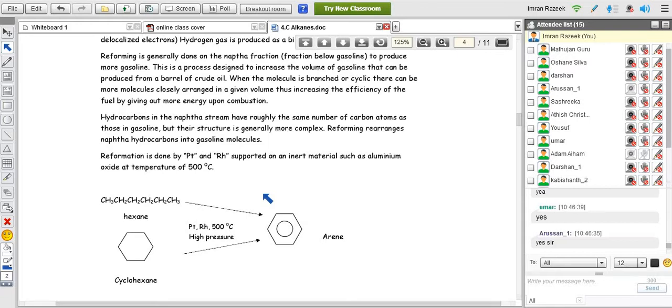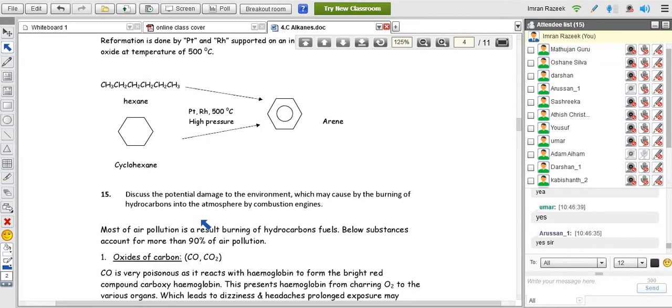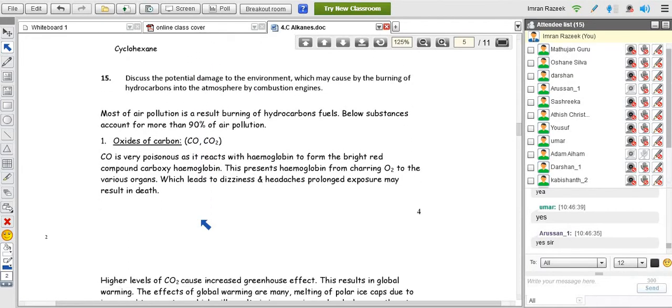So in the reformation process, what we do is simplify the complex structure of the naphtha into a simpler one. Clear? So to do reformation, we need these conditions: platinum, rhodium catalyst, a temperature of 500 degrees Celsius. It is done under high pressure. Clear? Any questions up to this point?